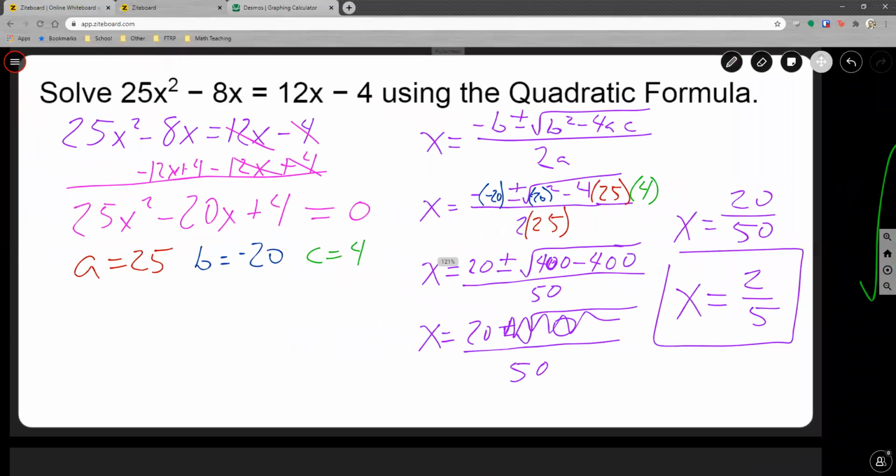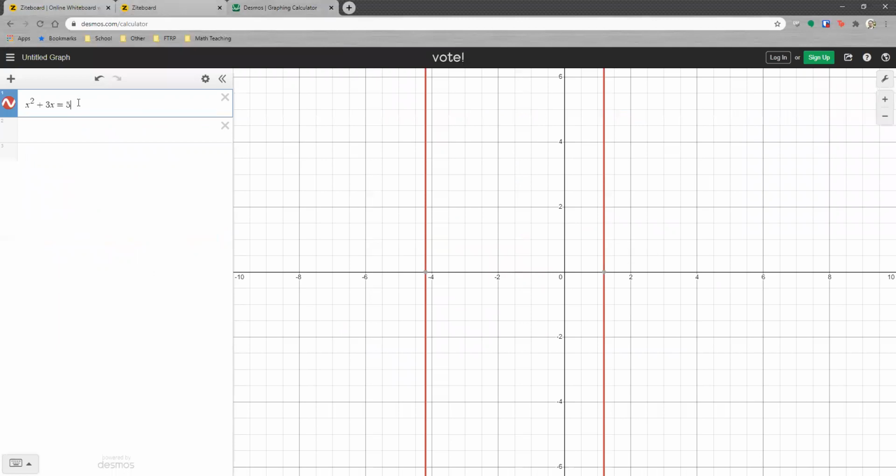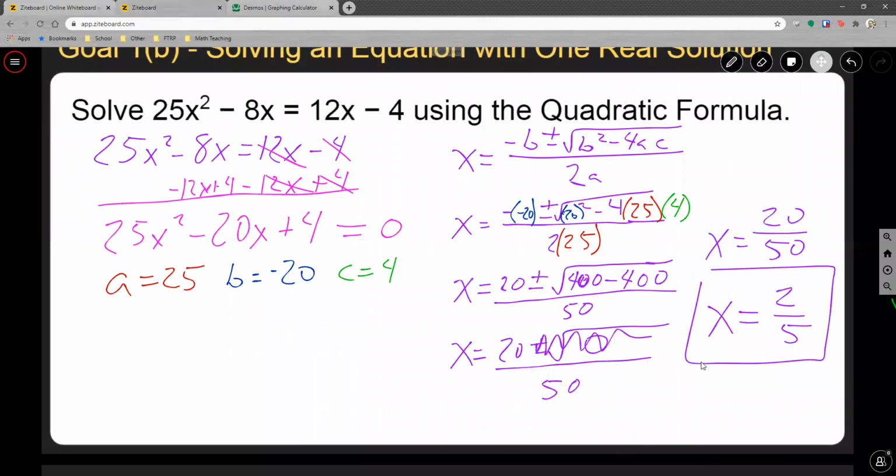That one was a little bit faster because all that stuff in the square root canceled out. And again, I can plug this all into Desmos if I want. 25x squared minus 8x equals 12x, was it minus 4? And sure enough, there's my answer. 0.4, which is just the decimal version of 2/5. So I got my solution. Again, plug it into the quadratic equation, it works.